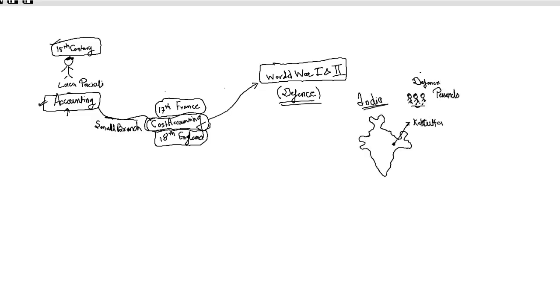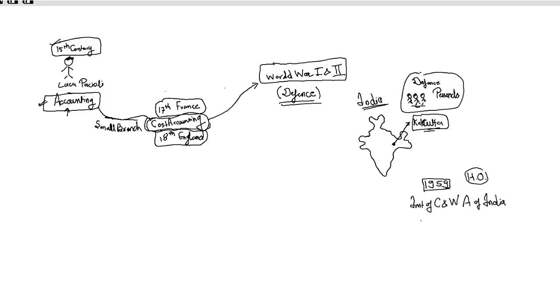During the same period in India, some defense personnel were employed in Kolkata to develop the system of cost accounting in India. In 1959, the Institute of Cost Accountants of India was established with its headquarters situated at Kolkata. Please remember, the name of this institute was Institute of Cost and Works Accountants of India when it was established. But now it is known as the Institute of Cost Accountants of India.